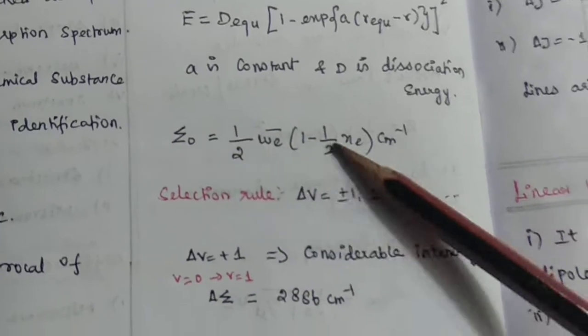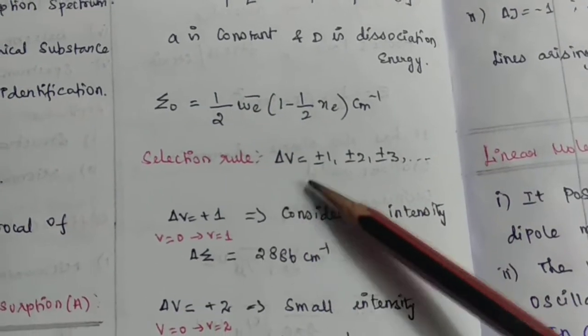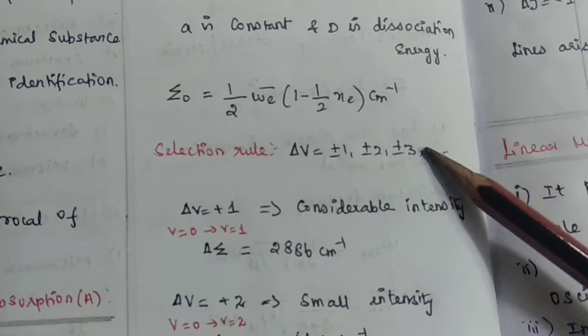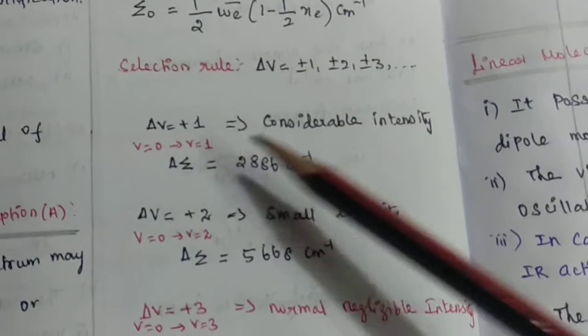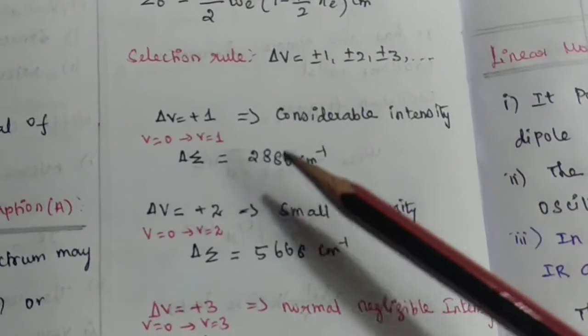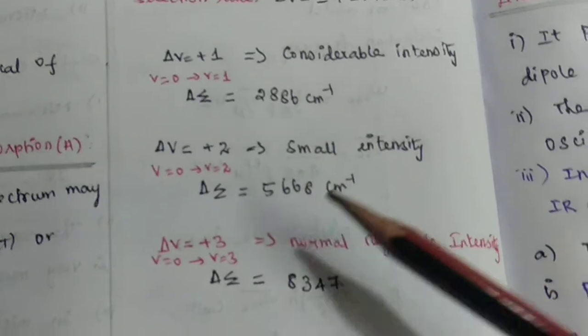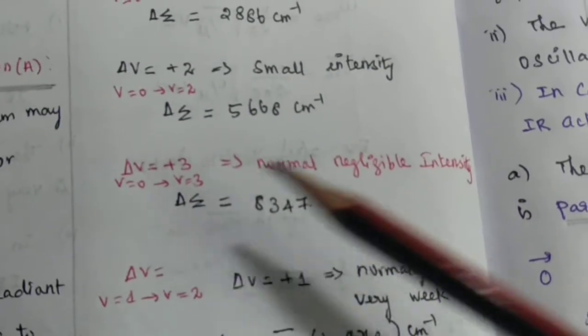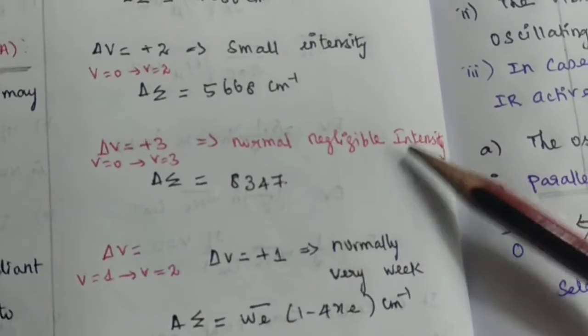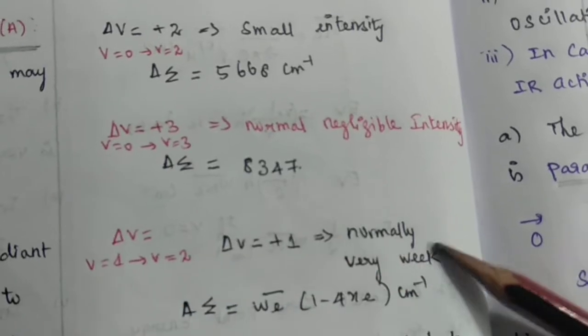Similar cases we have to follow. Then selection rule: delta B is equal to plus or minus 1, plus or minus 2, plus or minus 3. If plus 1, considerable intensity, then finally we get this wavelength. If plus 2, small intensity, we get this value. If plus 3, it should normally be negligible intensity. If plus 1, then normally very weak.